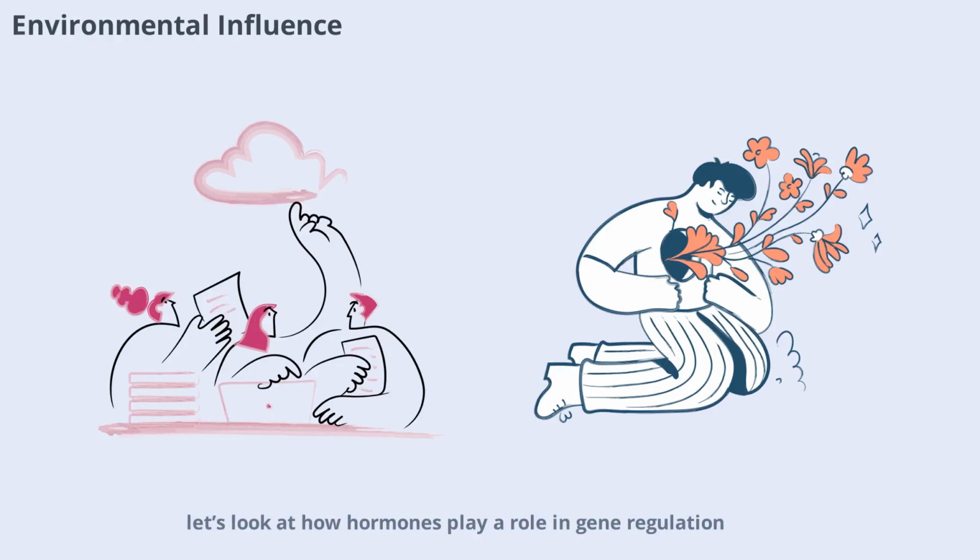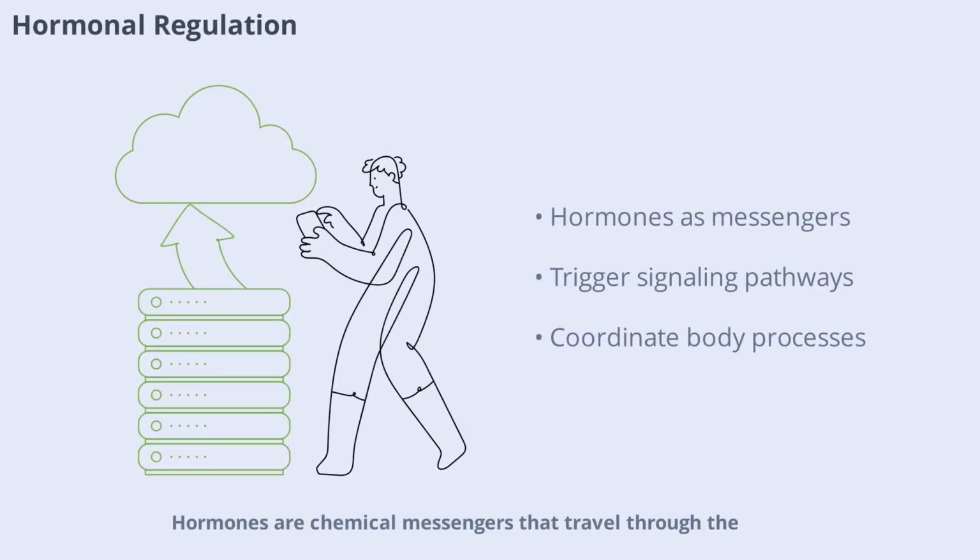Now, let's look at how hormones play a role in gene regulation. Hormones are chemical messengers that travel through the body and influence gene expression in target cells. For example, insulin helps control genes involved in sugar metabolism, while growth hormone affects genes related to growth and development. Hormones bind to receptors, triggering signaling pathways that ultimately lead to changes in gene activity. This system allows the body to coordinate complex processes across many cells.